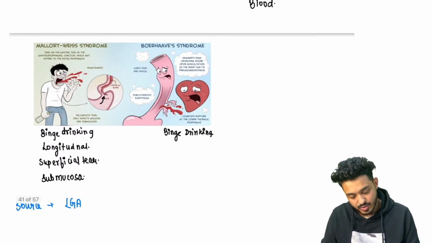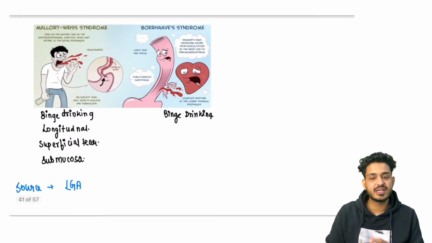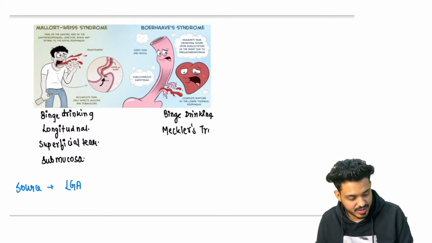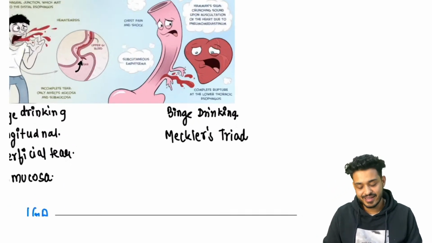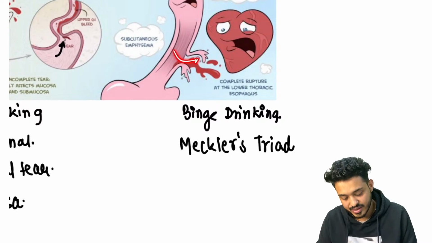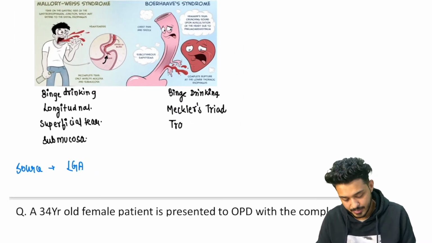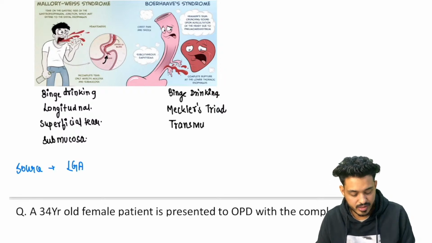In Boerhaave syndrome, there is a specific triad that you have to see, that is known as Mackler's triad. Anyone try to answer, what is Mackler's triad? And here the rupture will be transmural. Transmural rupture will be there.